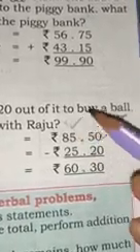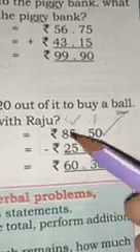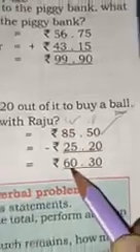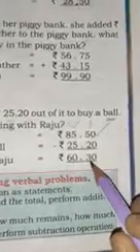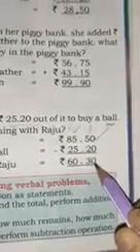Now come to the rupees. 5 minus 5 is 0. 8 minus 2 is 6. So, what is the total money that remains with Raju? It is 60 rupees 30 paise. 60 rupees 30 paise. Understood, children?